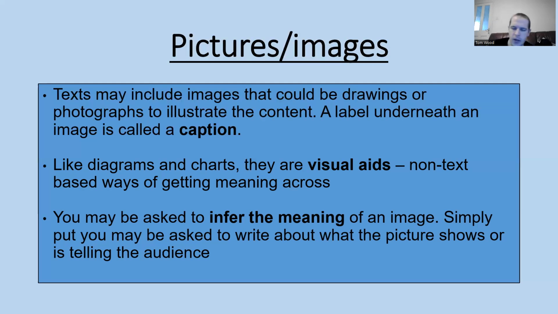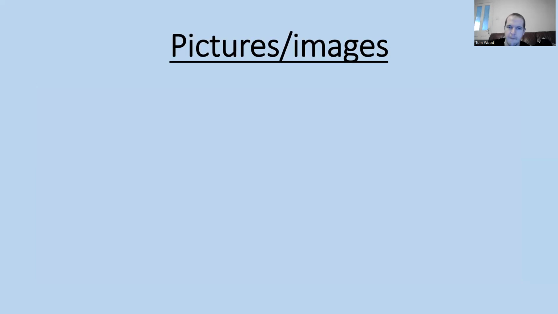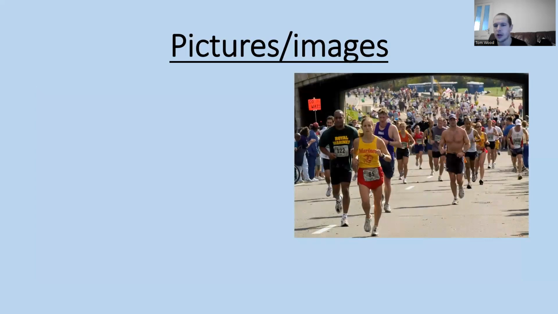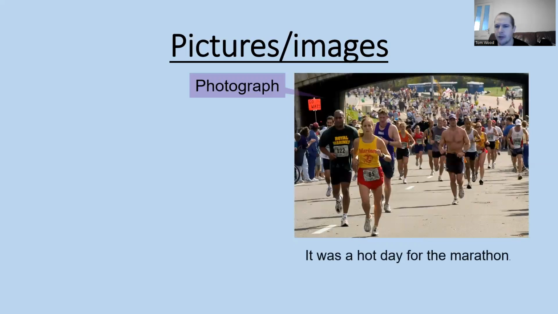Inferred meaning, though, there are some questions that do frequently pop up regarding this for level 1 learners, and we will look at them in just a little bit. So you might get a picture like this, that's our photograph there. There might be a caption underneath it. The caption tends to explain what's going on in the picture itself. So, it was a hot day for the marathon. And what you can see here is there's a lot of information there. From a glance, you can see that a lot of people have turned out for it.